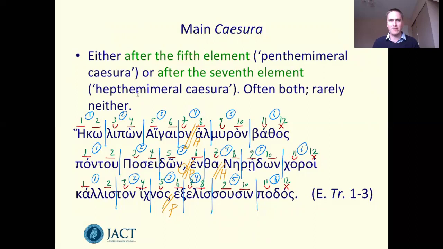The Greek word for 5 is penta, and the Greek word hemi means half. So after the 5th element, that is literally after 5 halves. So here I put down an H because we find a word break here. We find the main caesura after the 7th element in the line. And in the second example, we've got both a pentemimeral caesura and a heptemimeral caesura, but the pentemimeral one is stronger because you can see here there is punctuation, there's a comma. And in the third line, we have a pentemimeral caesura.